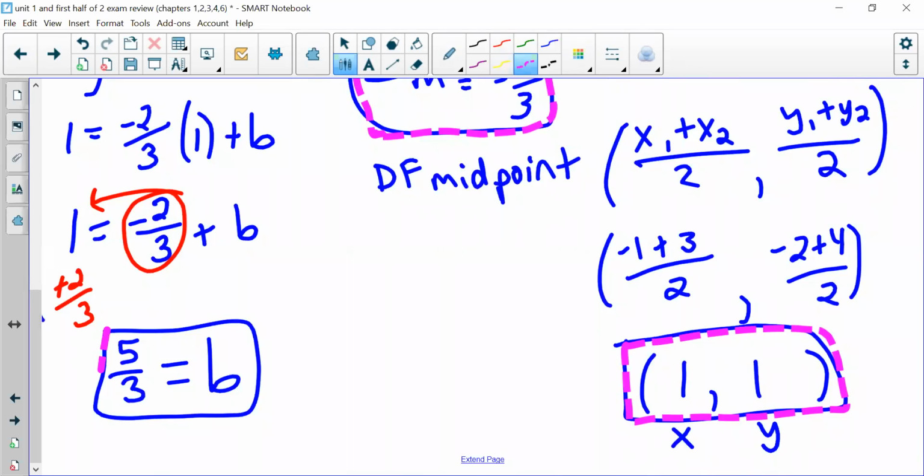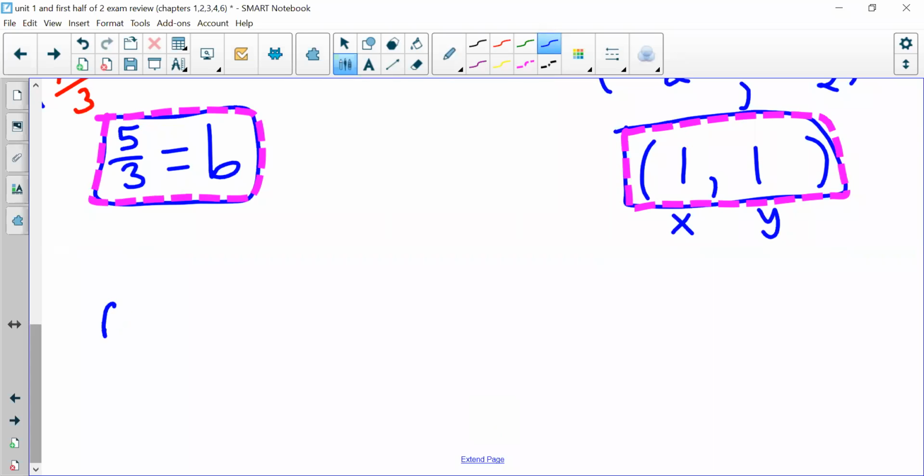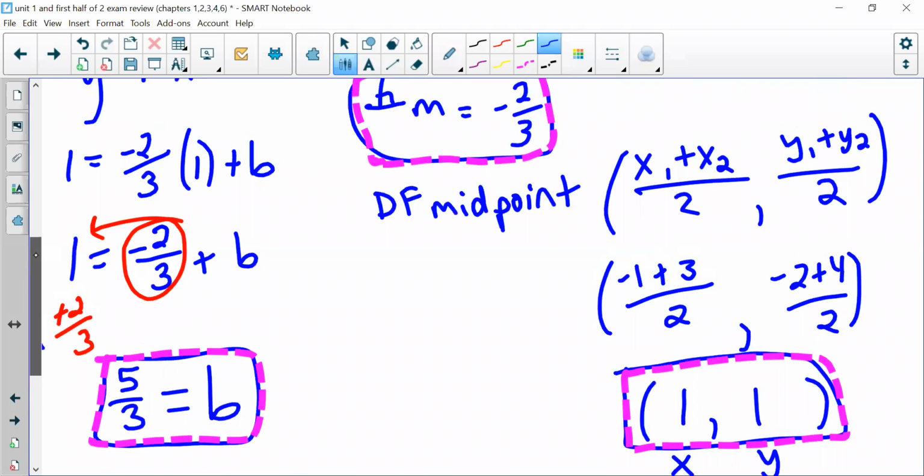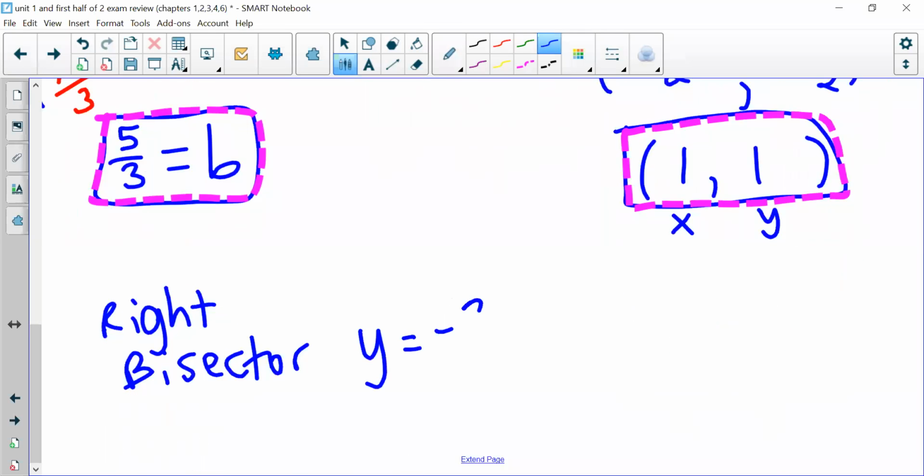Okay, what is the final y equals mx plus b for the right bisector? My slope is -2/3, and my b value is 5/3.